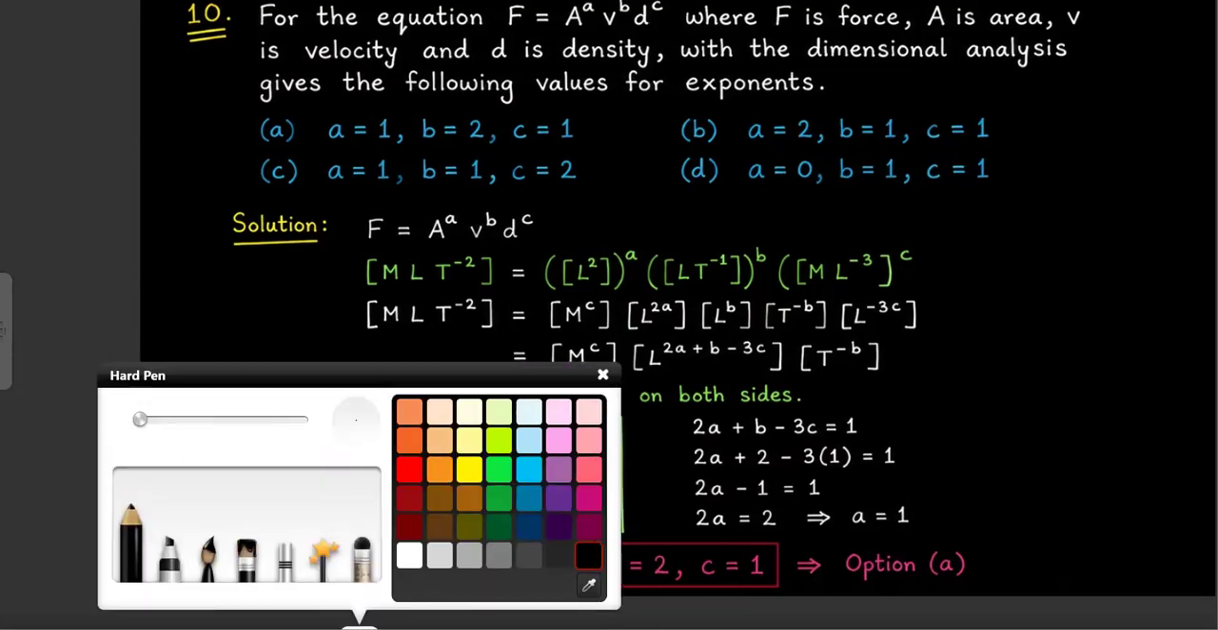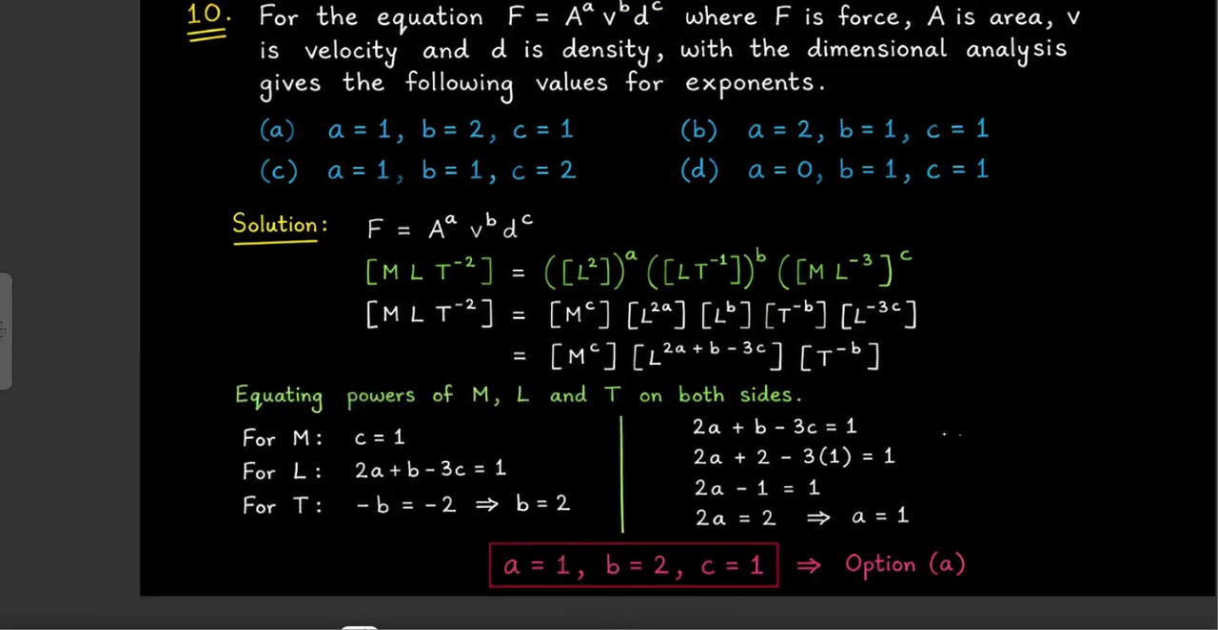This is the question. This kind of concept comes up often in JEE and NEET also, so you should know about this type of question. This is a question from mathematical dimensional analysis, the first chapter. An equation is given: force is given as A to the power small a, V to the power small b, D to the power small c, where A is area, V is velocity, and D is density. Now we have to calculate.